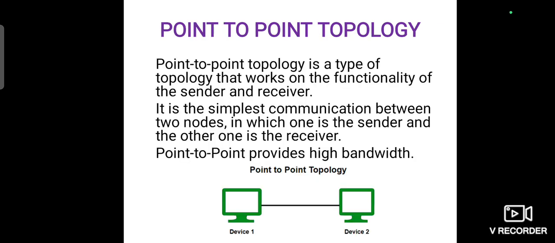The first one is point to point topology. This type of topology works on the functionality of the sender and the receiver. This is one of the simplest communications between two nodes. See here in this diagram, device 1 and device 2. There are two devices, so how is it going to transfer the data? Point to point provides high bandwidth. That is one of the most important points.